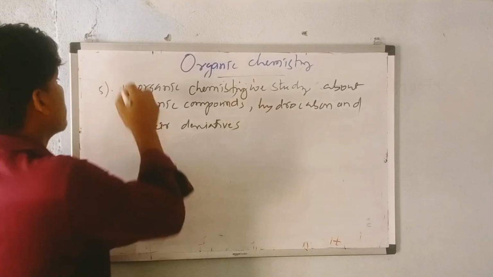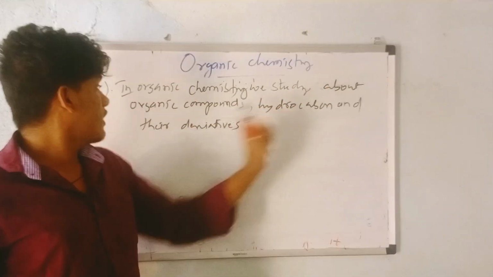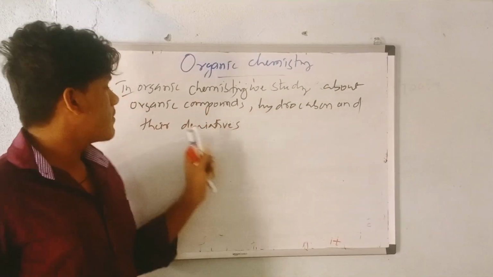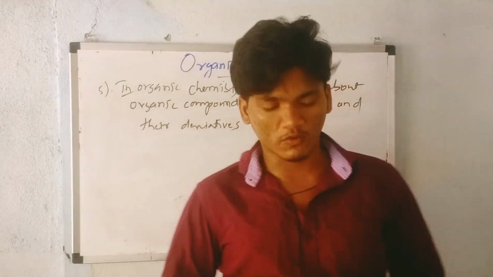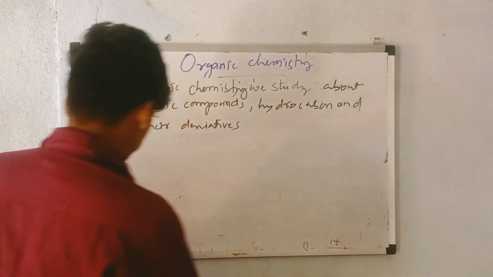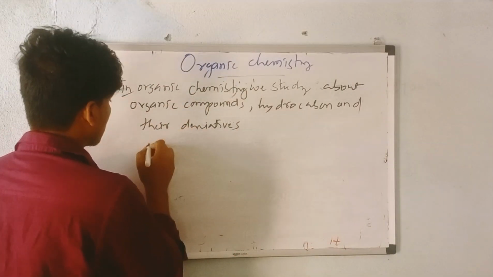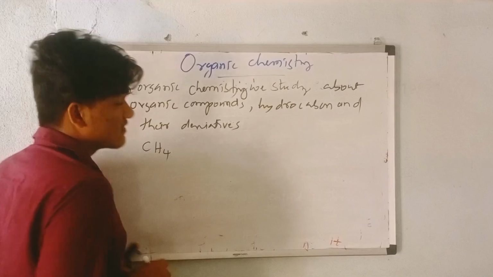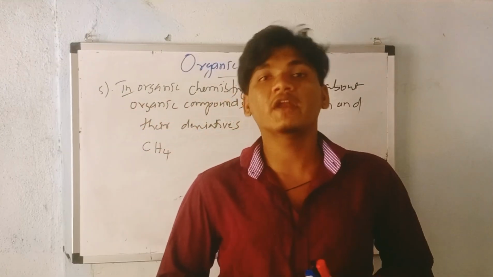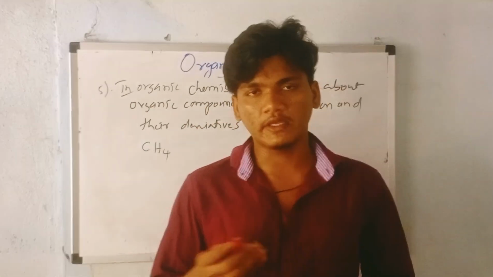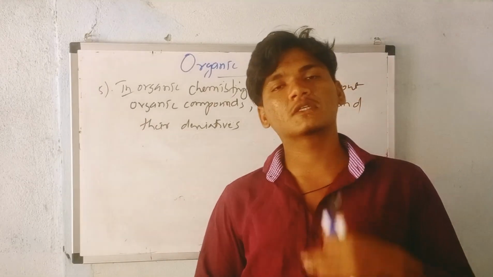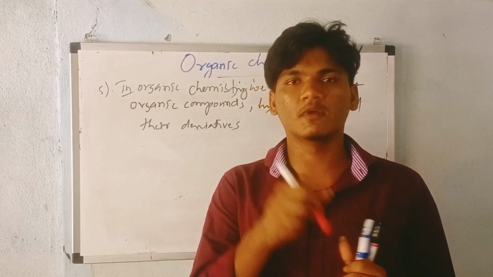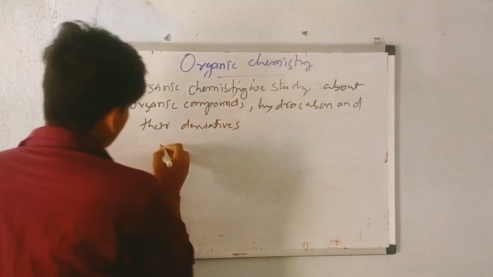In organic chemistry, we study organic compounds, hydrocarbons, and their derivatives. Here, what are derivatives? Let me focus. If you think simply, I am taking CH4. It is an organic compound and it's one type of hydrocarbon. You may not understand now what CH4 is, everything. You can discuss it later. You can just remember it now.